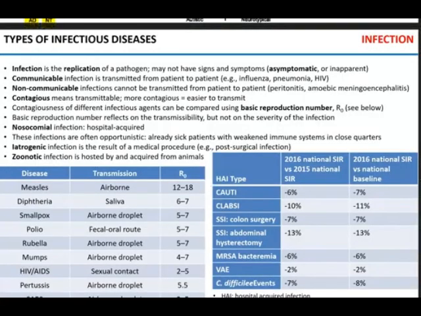Okay, now let's jump to the concept of infection. We're going to talk about different aspects of it. Infection implies the replication of a pathogen, period. It doesn't imply that there are going to be symptoms or signs. Clear? Infection without symptoms or signs is called asymptomatic.